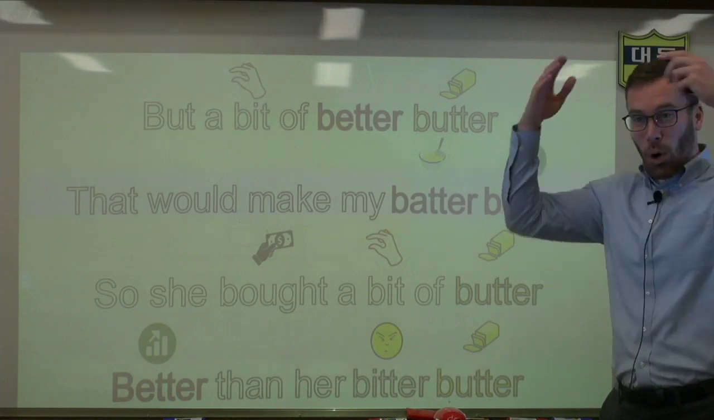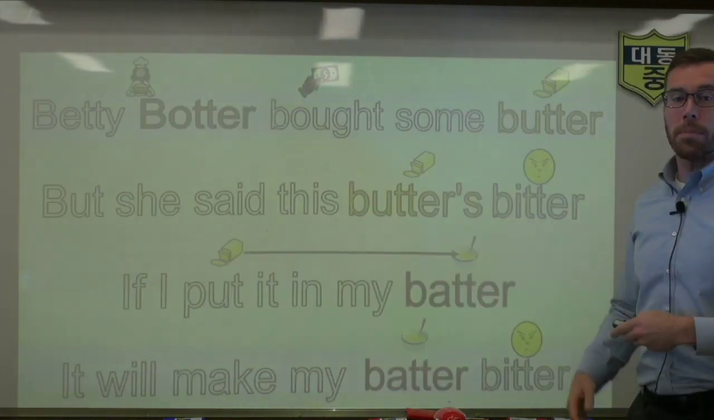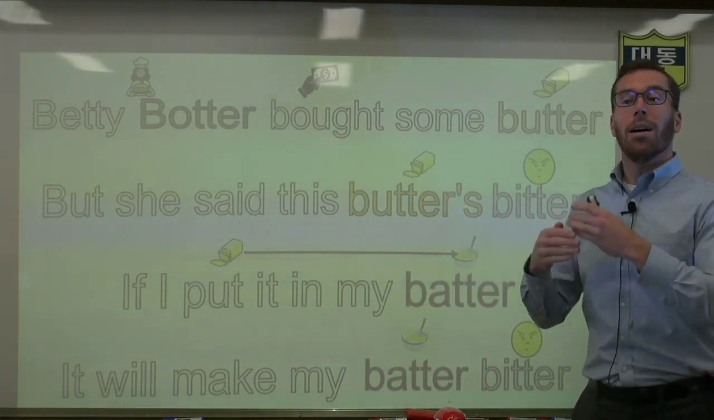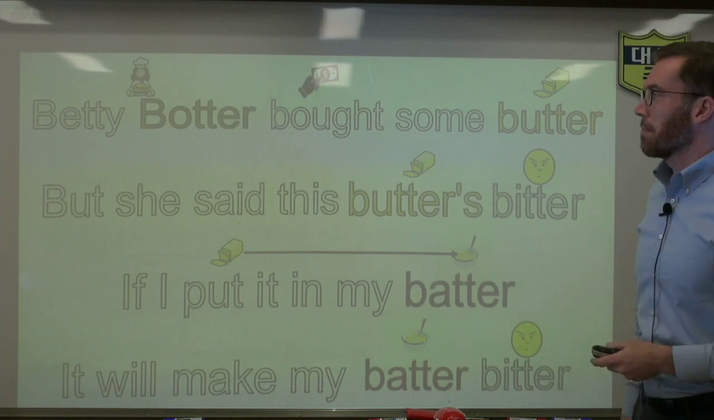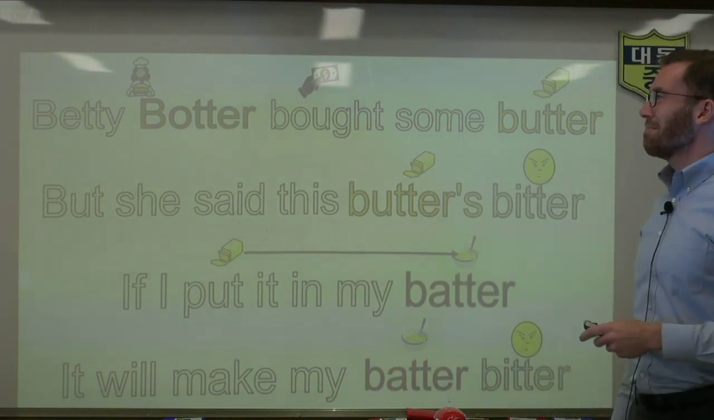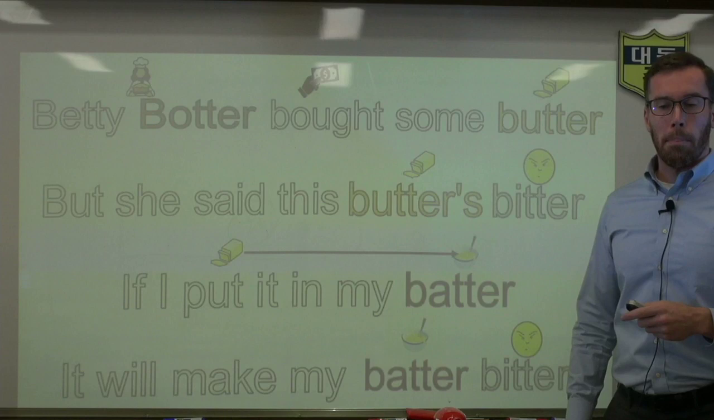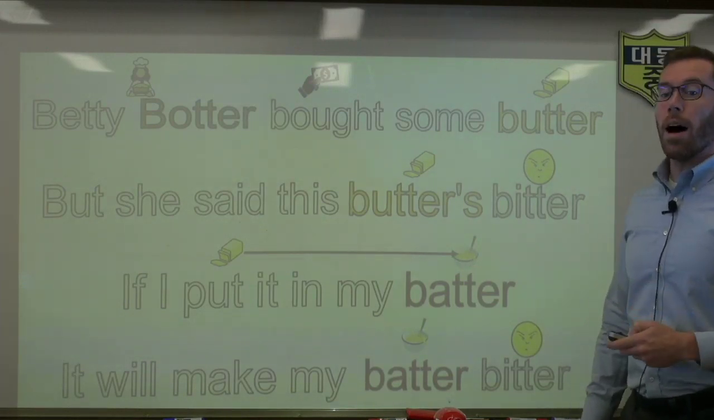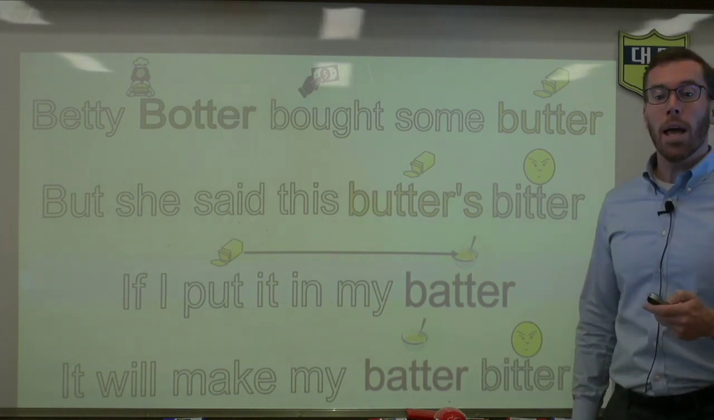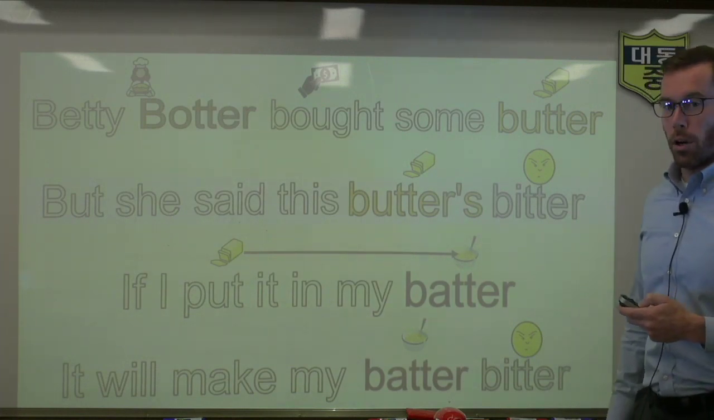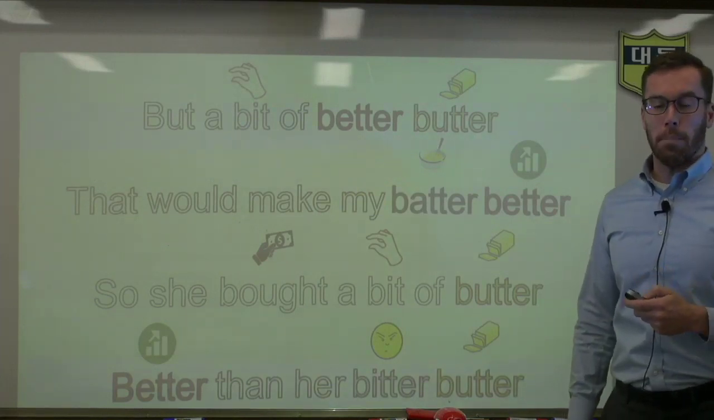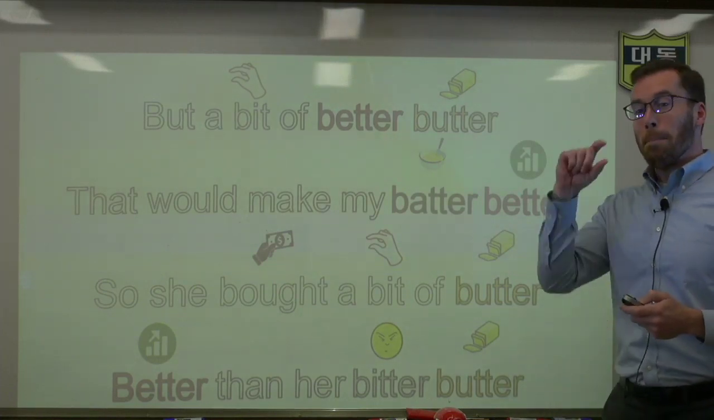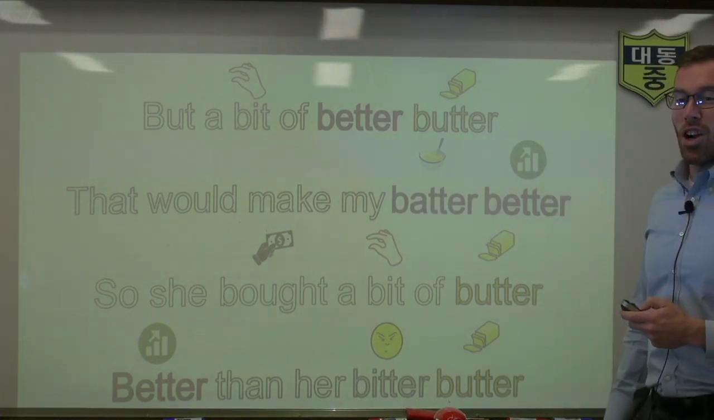And let's do the whole thing. What have we learned so far? First part and second part. We'll do 3 times. Slow, faster, fastest. Here we go. Betty Botter bought some butter, but she said this butter's bitter. If I put it in my batter, it will make my batter bitter. But a bit of better butter, that would make my batter better. So she bought a bit of butter better than her bitter butter.